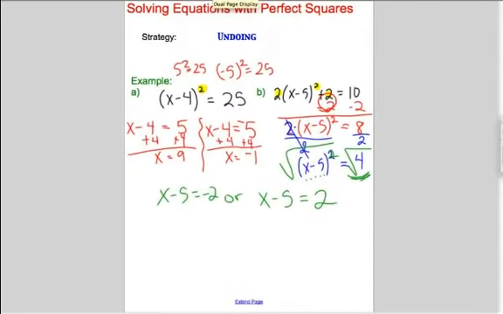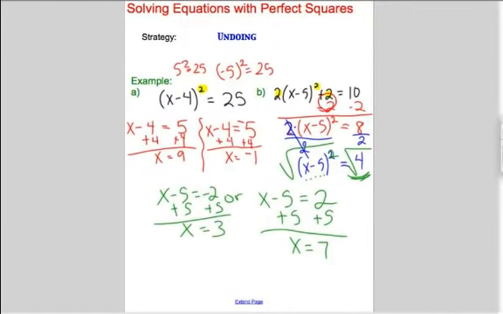So those are my two solutions. Now I solve for x. So in both of them I'll add 5, and I'll get one answer is 7. And the other answer, if I add 5, x is 3. So here are my two solutions to my problem.